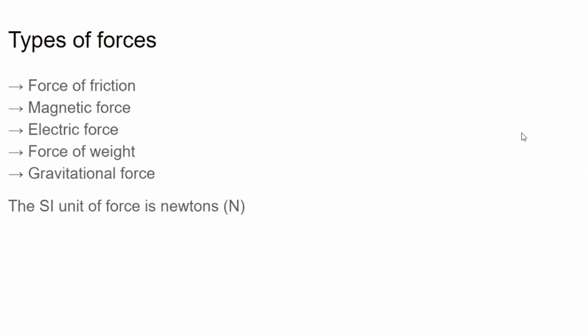Today we're going to understand dynamics, which is chapter 3 of the Cambridge International Physics syllabus. First of all, we generally should be aware of the different kinds of forces around us. For example, the force we use to open a door, or the force of our weight on the ground. But the types of questions they ask in the exam are about the forces of friction, the magnetic force, the electric force, the forces of our weight, and the gravitational force. And we should know that the SI unit of force is newtons, which is represented by capital N.